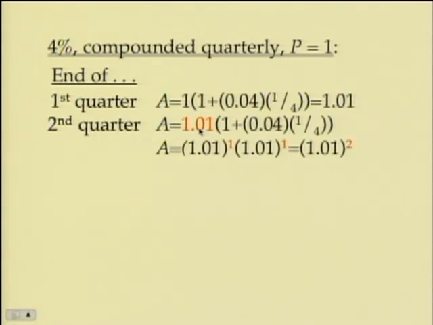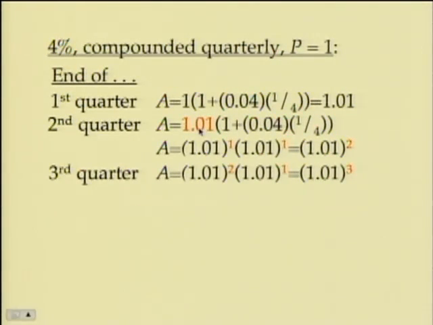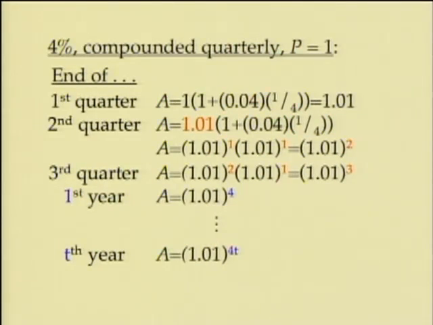But again, these are exponent rules, and so as I do this, next quarter it goes up to 3. End of the first year, this is now 4. I've compounded 4 times at the end of that first year. So after the t-th year, it's now 1.01 to the power that has changed, and it's now 4 times t because I'm doing it 4 times a year.